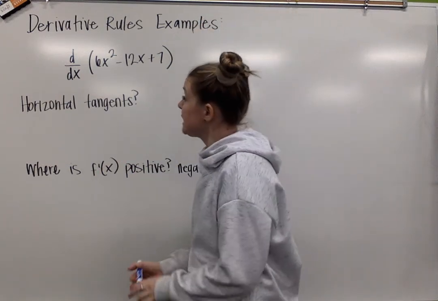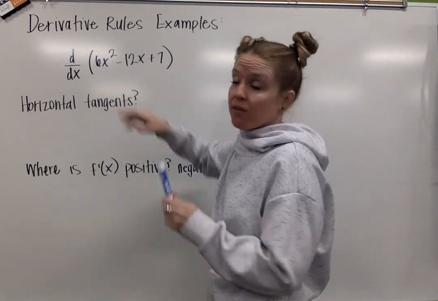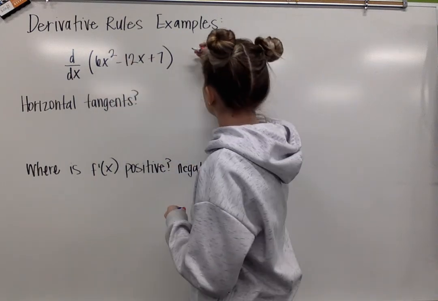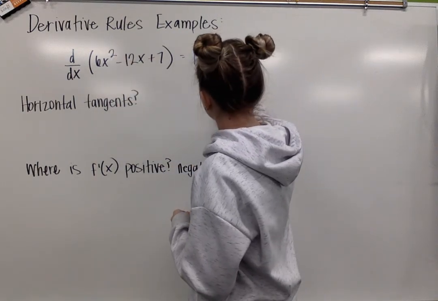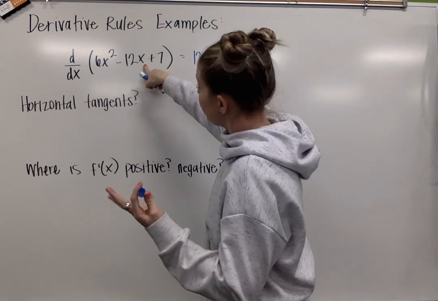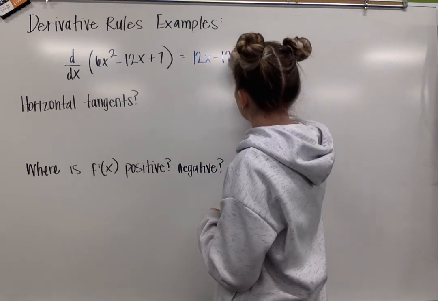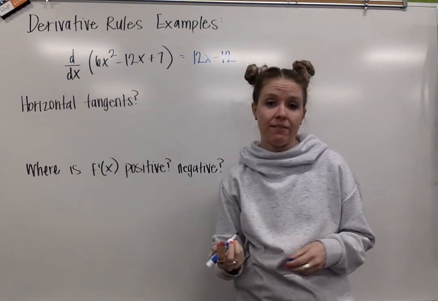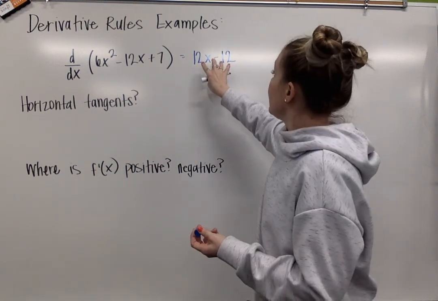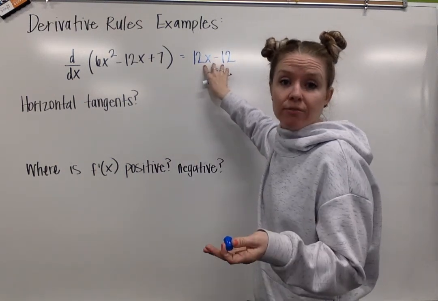So what I'm going to do here is start by taking the derivative of my function. So 6x squared, that derivative is 12x, and then the derivative of negative 12x is negative 12, and then the derivative of 7 is 0. So here I have my derivative.